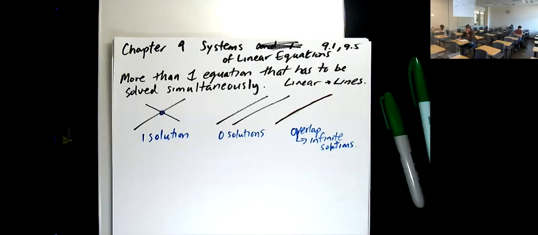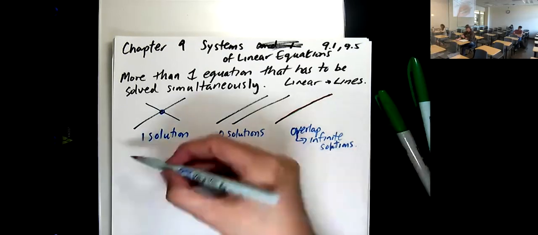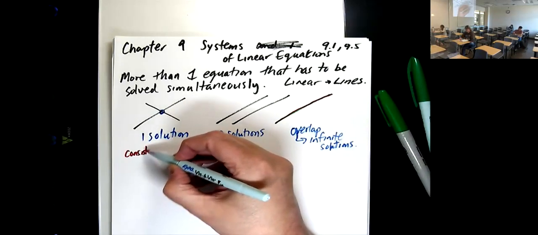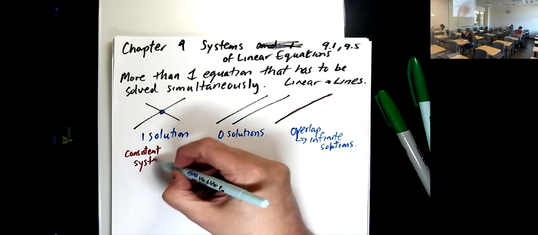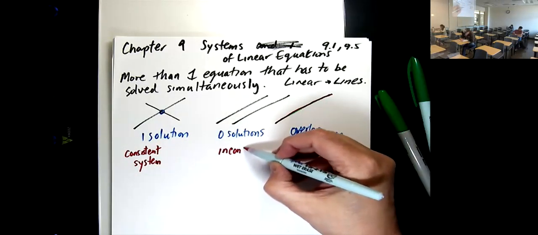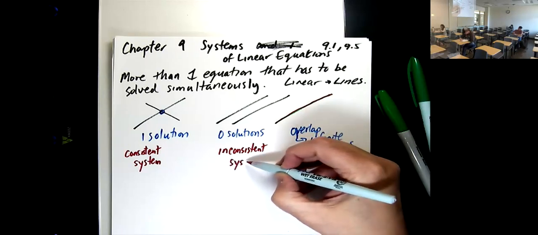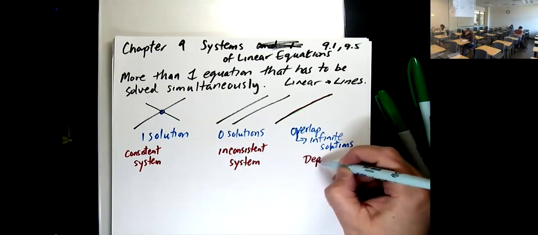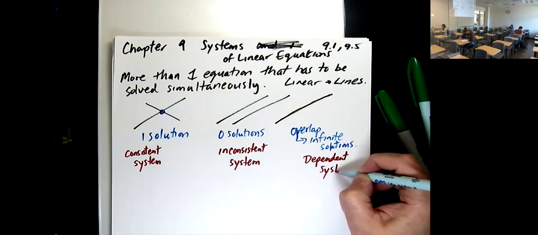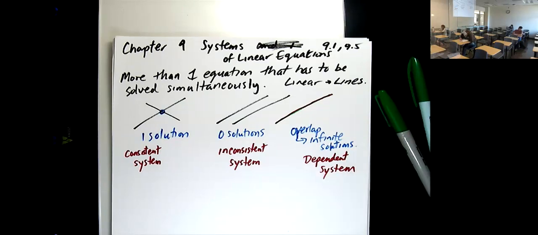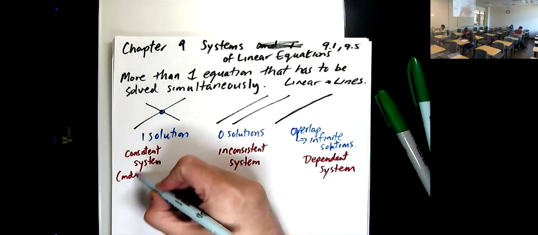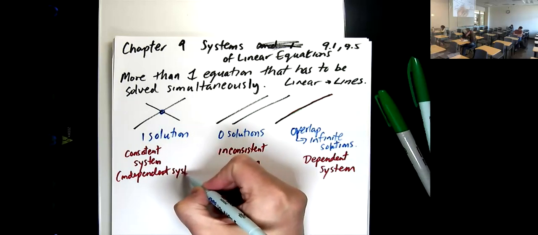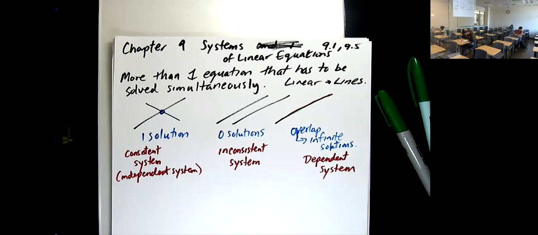They give names. Later on, math teachers might care. This is called a consistent system. This is an inconsistent system. And this is a dependent system. The first one is sometimes called an independent system. That's all the jargon. Let's get to some solving.